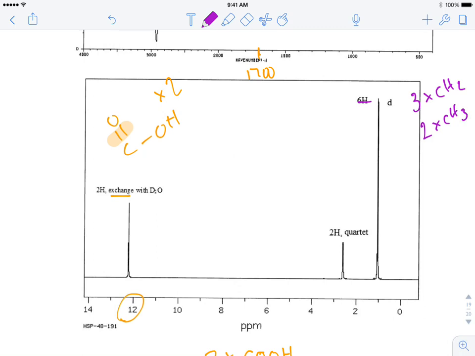Okay. So the second property of this peak is that it's a doublet. So what does that mean? That means that N plus 1 is equal to 2. And the N is going to be the number of hydrogens on the surrounding carbons.